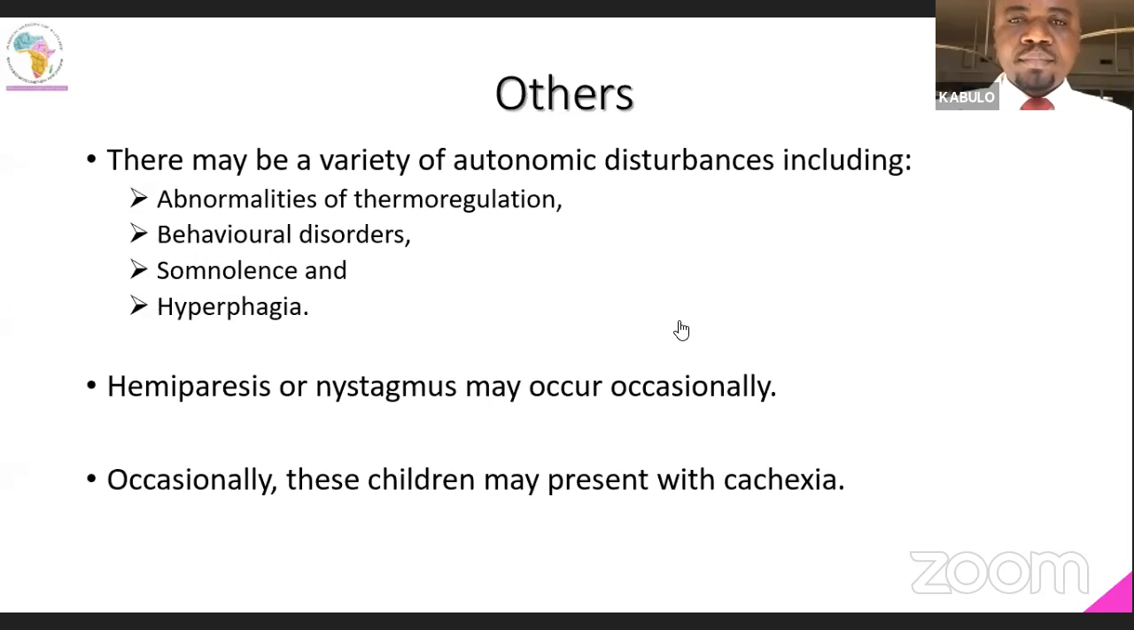Then other things you might get clinically, there might be a variety of autonomic disturbances, like abnormalities of thermoregulation, since it is touching the hypothalamus. You can get behavioral disorders, like we mentioned before, somnolence and hyperphagia. Sometimes you can get hemiparesis or nystagmus, and since this occurs usually in children, those children may also present with cachexia.